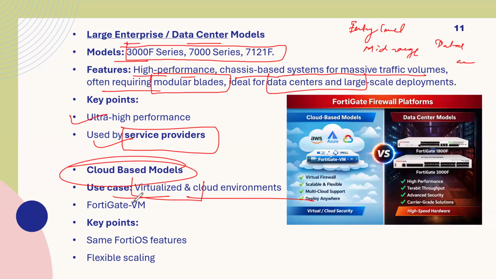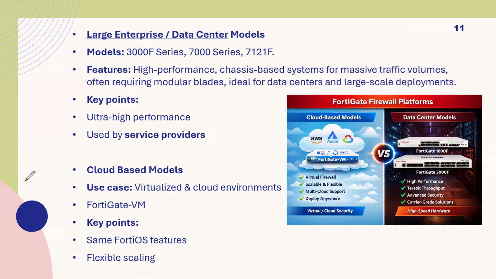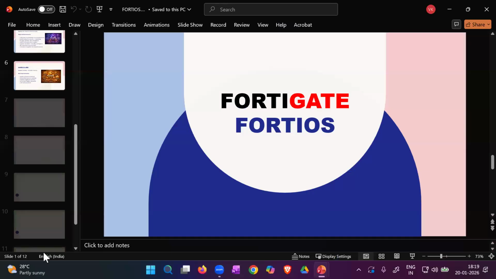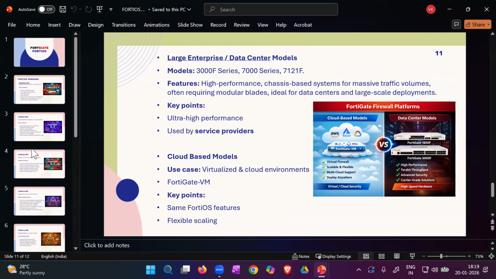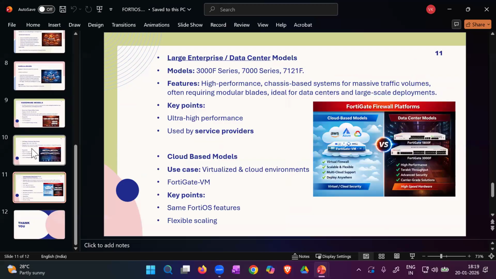The cloud-based use case is virtualized for cloud environments, like we discussed for FortiGuard, right? So it is for cloud-based models. Key points: the same FortiOS features that we have seen, but it provides more flexibility compared to what we had in the on-premise firewall, right? So we have different categories of models and different OS versions in the firewall. Clear till here? I think till here it's fine for discussing the OS versions and different models.